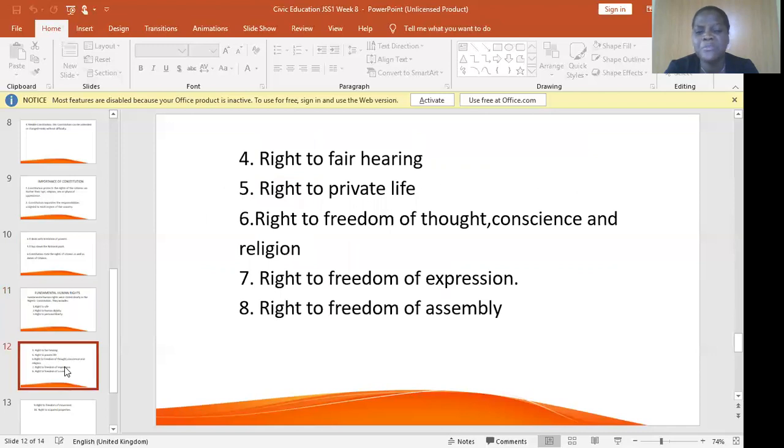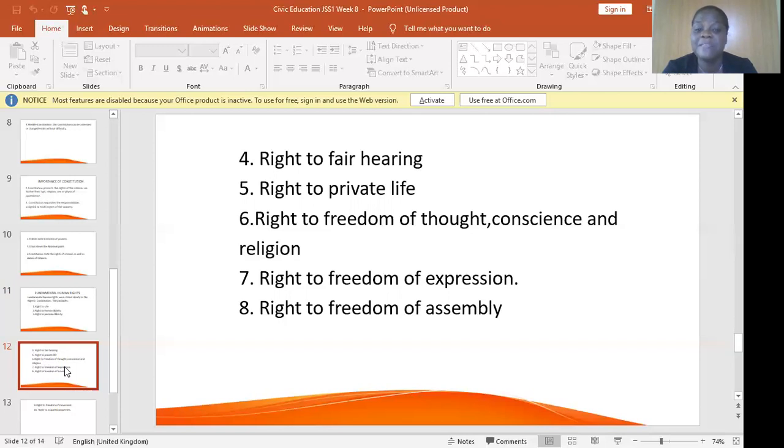Then you have the right to fair hearing. What is fair hearing? In a situation whereby two people engage in conflict, and the first person has explained what happened, the second person has not explained what happened, and the judge has started judging. There is no fair hearing there. But with the right to fair hearing, as Mr. A has been given audience, Mr. B must be given audience as well. Then that shows that right judgments will be dished out.